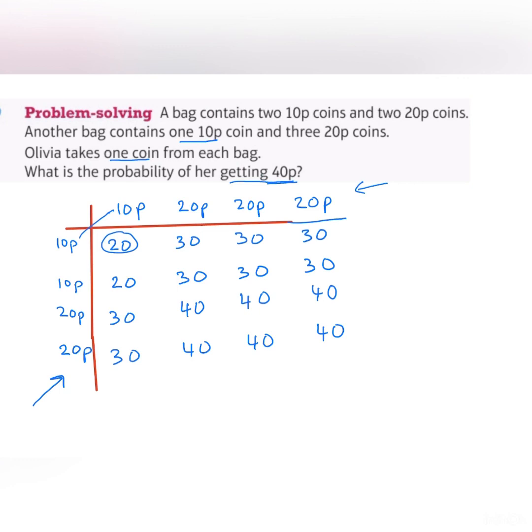Now, if you look here, how many options are there altogether? We have 4 coins in one bag, and then we've got 4 coins in the other bag. So there are 16 total outcomes that could happen. And how many of them were 40 pence? So 1, 2, 3, 4, 5, and 6. So the probability of getting 40p would be 6 out of 16.